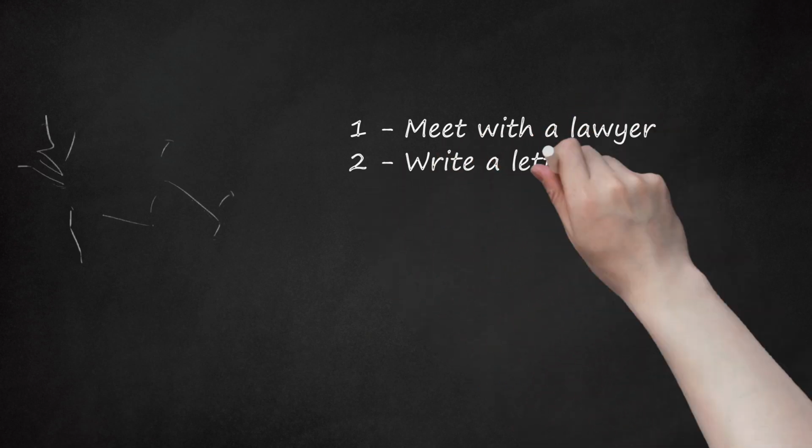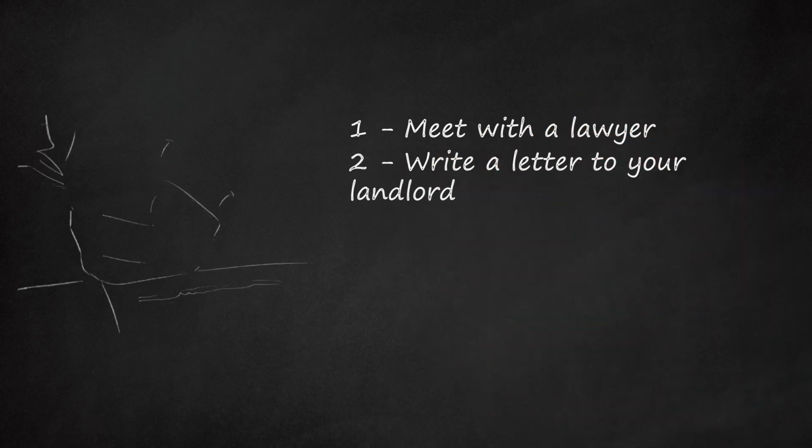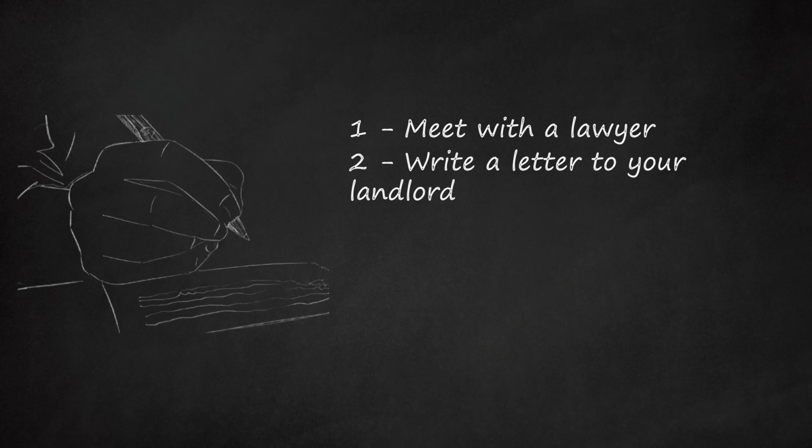2. Write a letter to your landlord. Generally, you need to give your landlord a chance to make necessary repairs, so you should send the landlord a letter explaining the problem. Mail it certified mail, return receipt requested so that you know the landlord received it. Make sure that your letter contains the following: a clear description of the problem.